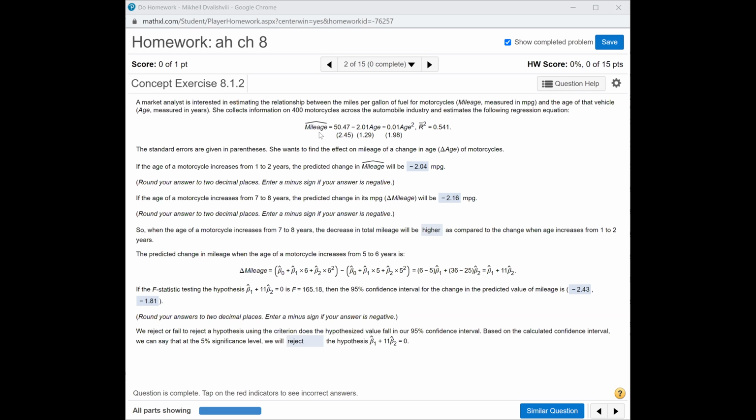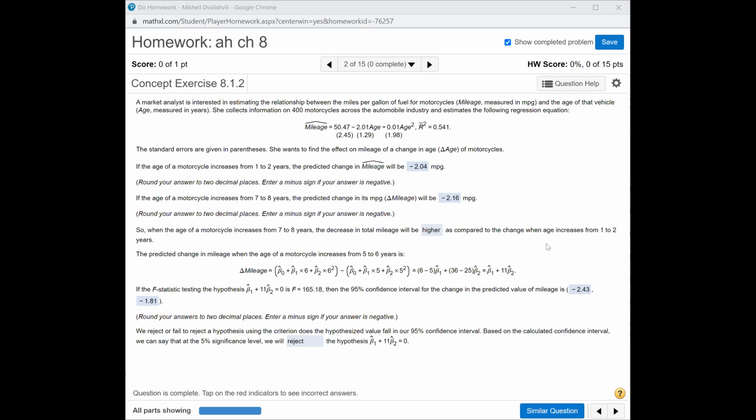Mileage is... okay. So from the previous steps, that's where we have the change in mileage, right? So it's beta 1 hat plus 11 times beta 2 hat. That's the change in mileage.